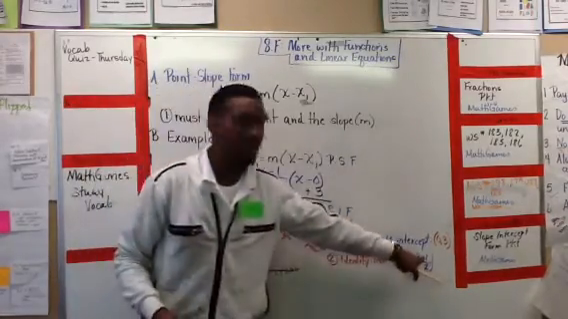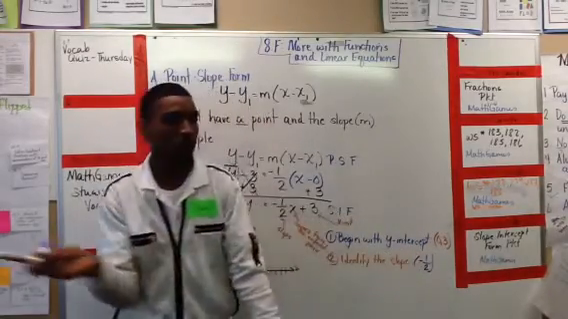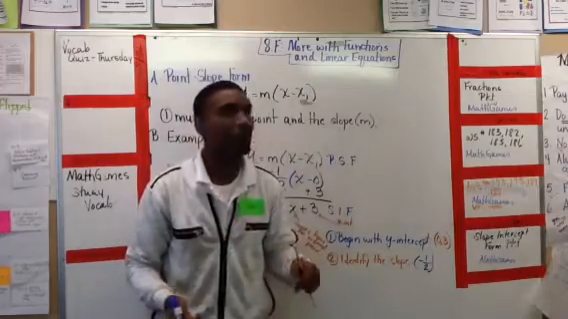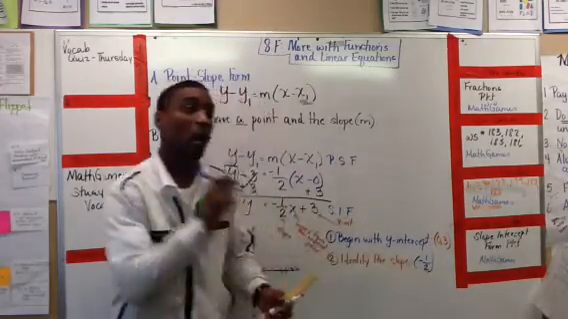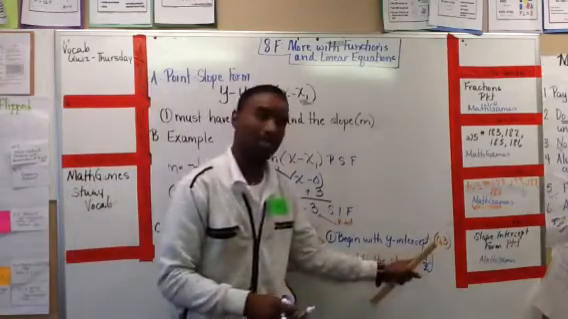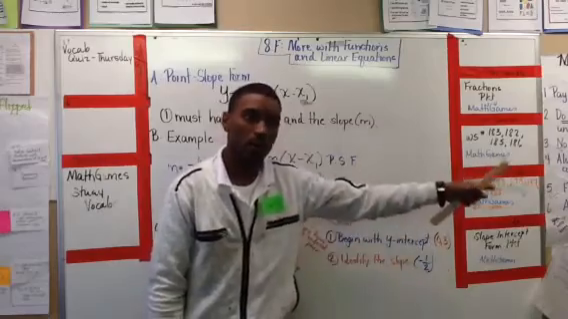Remember, the top number tells us whether we're going up or down. The bottom number tells us whether we're going left or right. If it's negative on the top, we go down. If it's negative on the bottom, we go left. If it's positive on the top, we go up. If it's positive on the bottom, we go right.